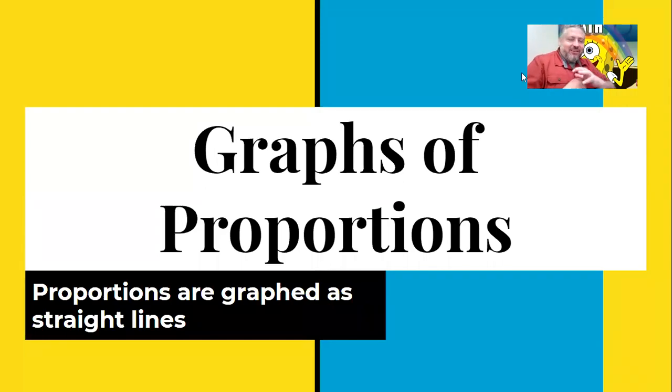Hey, seventh graders, this is Mr. Kellen. Today we're going to be talking about what proportional relationships look like when we graph them.